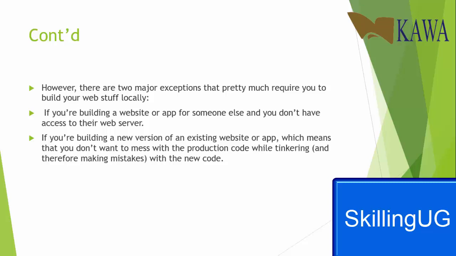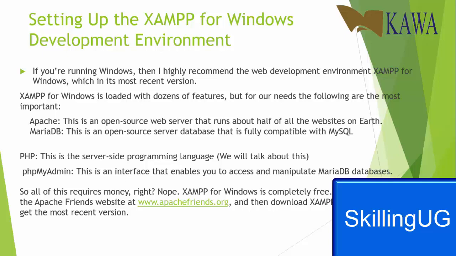However, there are two major exceptions that pretty much require you to build your stuff locally. You are building a website or an app for someone else and you don't have access to their web server. Or you are building a new version of an existing website or app, which means you don't want to mess up the production code while uploading it to the web host. If you are building on a live server, any mistake can end up crashing the system. That's why we need a local development server, so that in any case we have a backup, and we don't make mistakes when we are updating the online code.